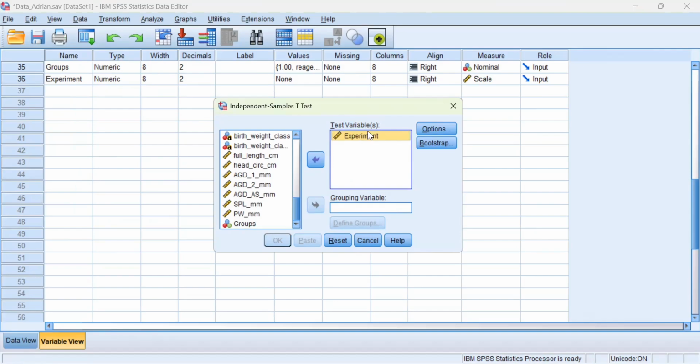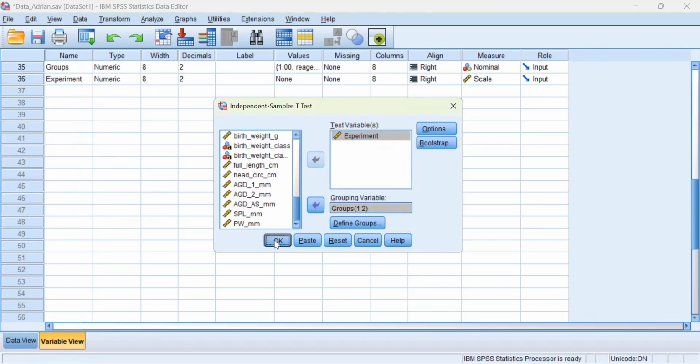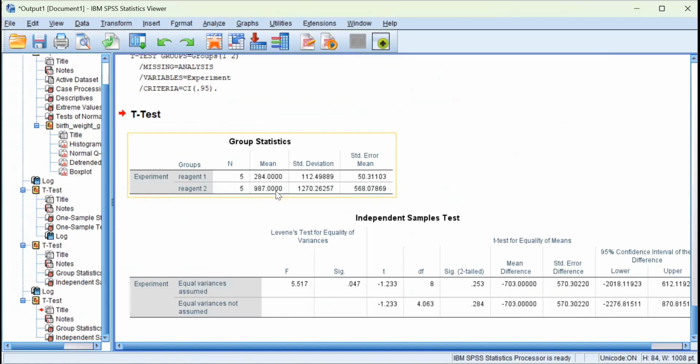The experiment is those values you got. Then your groups here are those groups. And how did you label those groups? You have group one and group two, or reagent one and reagent two. And you continue. You have a similar result to what we had for the other one. You see the mean for reagent one and the mean for reagent two, right?